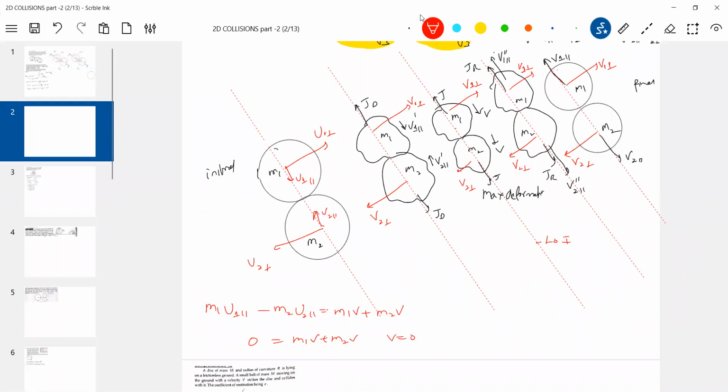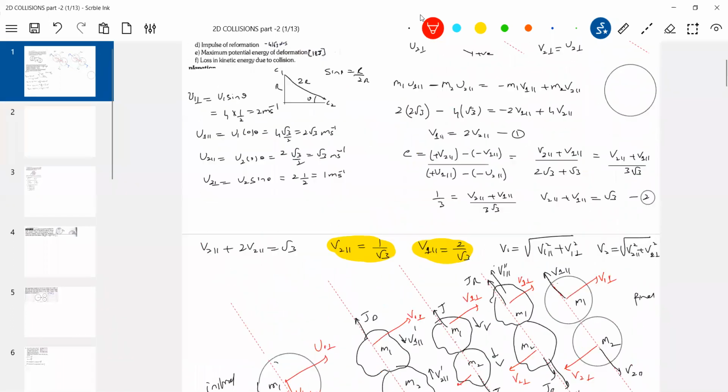So what is the common velocity? Will be zero. How can you say? Substitute the values. Looking at these values, no? M1 U1, U1 parallel is how much? 2 root 3. Already I think we have checked it, no? Here.